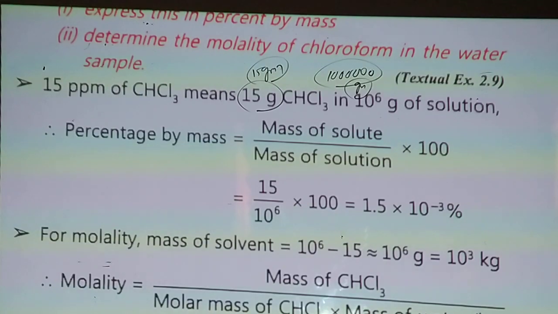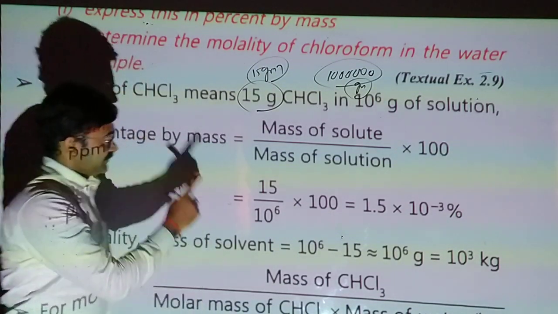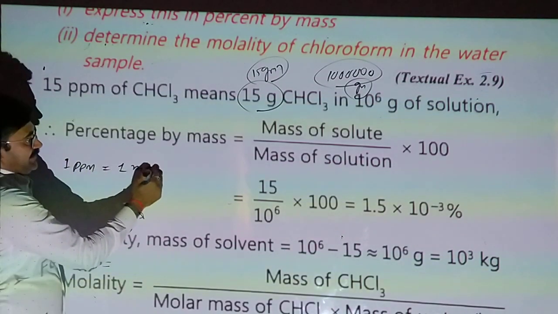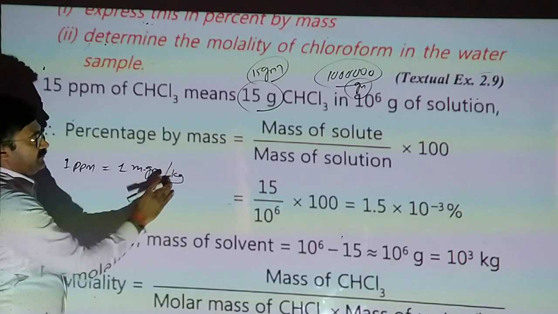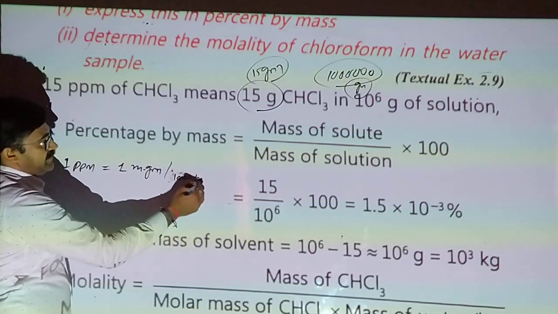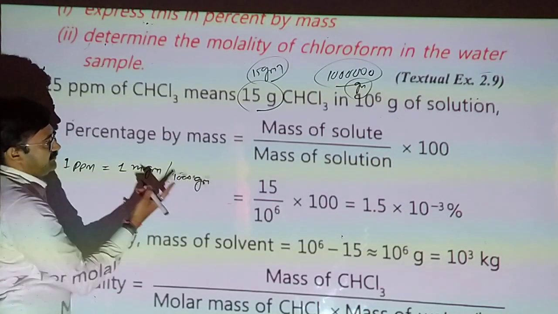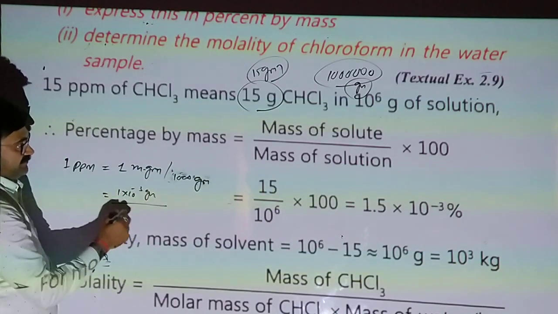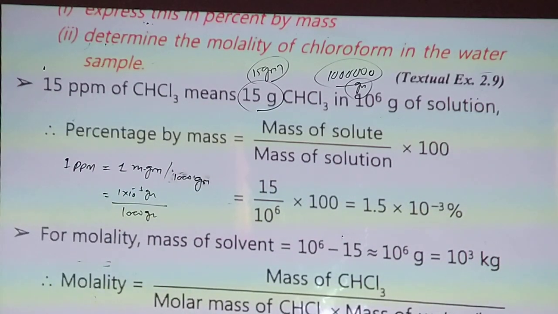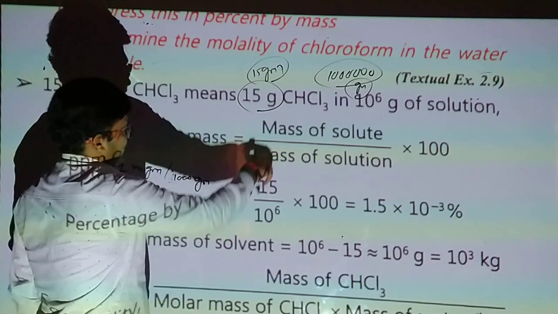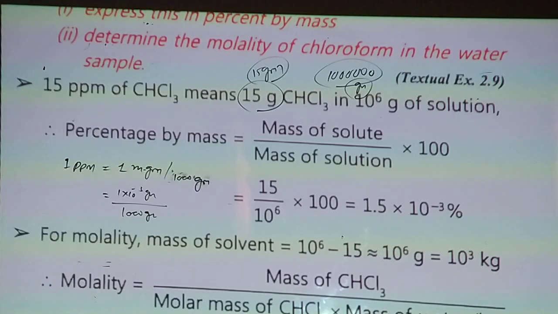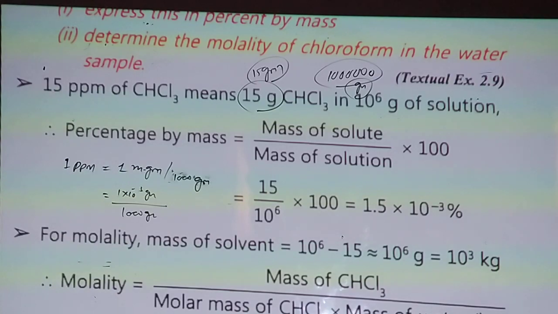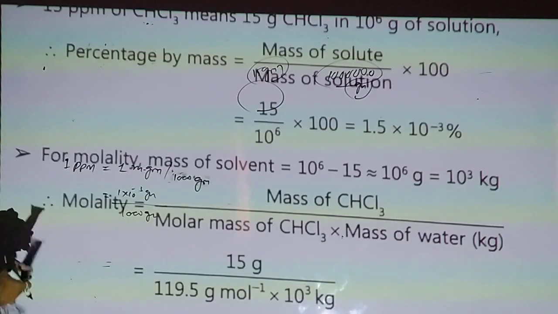So percentage by mass, mass of solute 15. In another way we can say 1 ppm is equal to 1 milligram in 1000 gram. Yes, both are same. 1 into 10 raised to minus 3 gram in 1000 gram. Both are same. So here 15 gram is taken upon mass of solution 10 raised to 6 multiply by 100. So 1.5 into 10 raised to minus 3 percent.